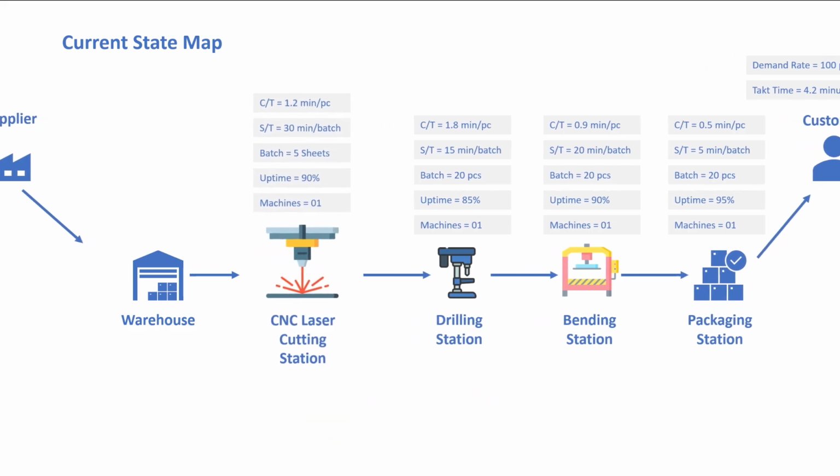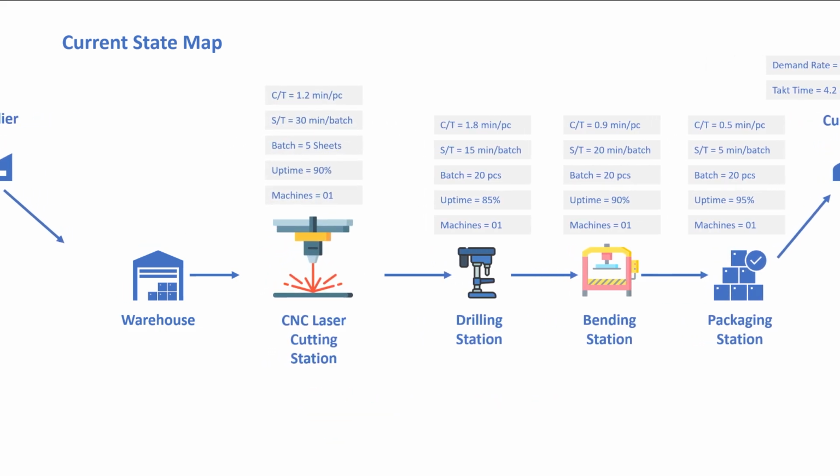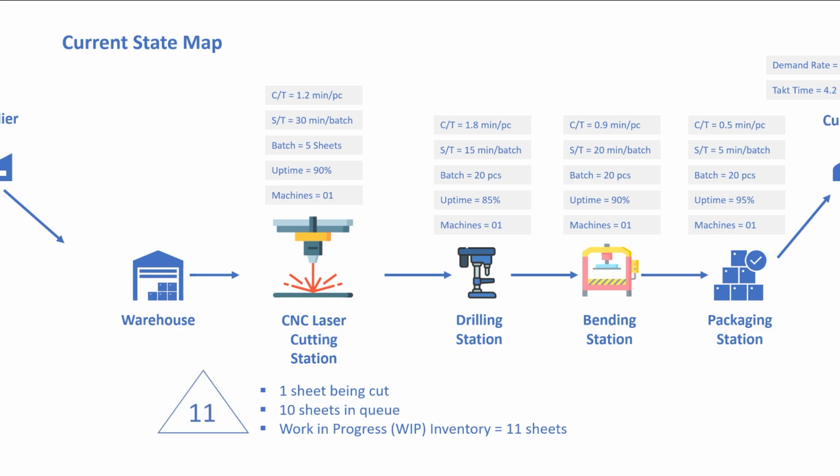The next step is to map the work in progress inventory. If we focus on the CNC laser cutting station, on an average, 1 sheet of steel is going to be in the cutting process, while say 10 sheets are found on an average at the station in the cutting queue. It means that the average work in progress inventory at the CNC laser cutting station is 11 sheets of steel. In a value stream map, this is conventionally written inside a triangle.